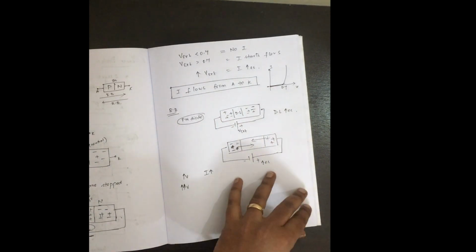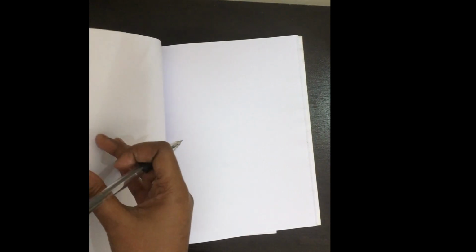That's why we will not be using the PN diode in the reverse bias condition, but the Zener diode we can operate in the reverse bias condition. I'll explain how. So, Zener diode in reverse bias.